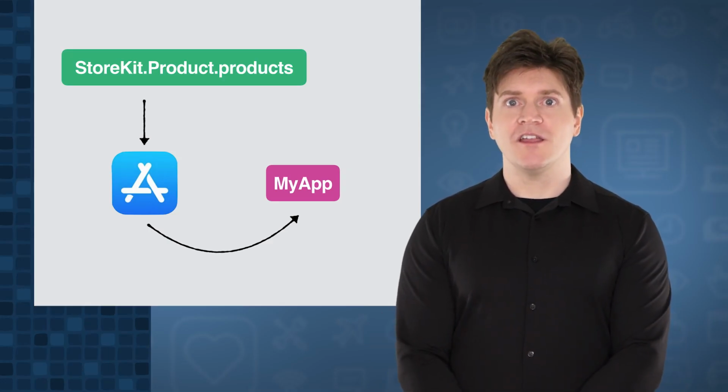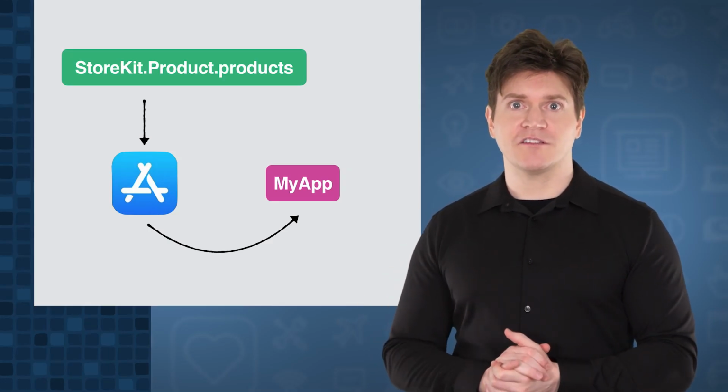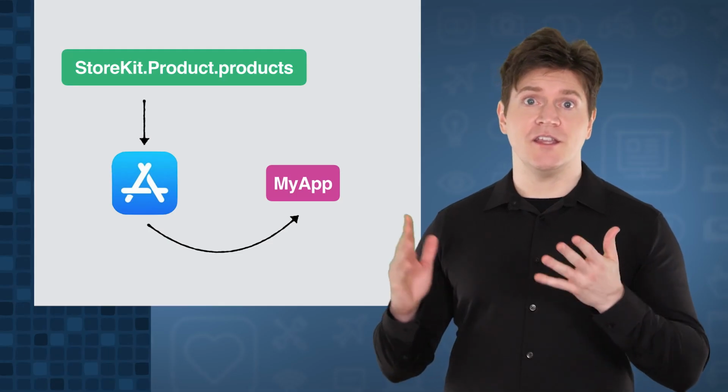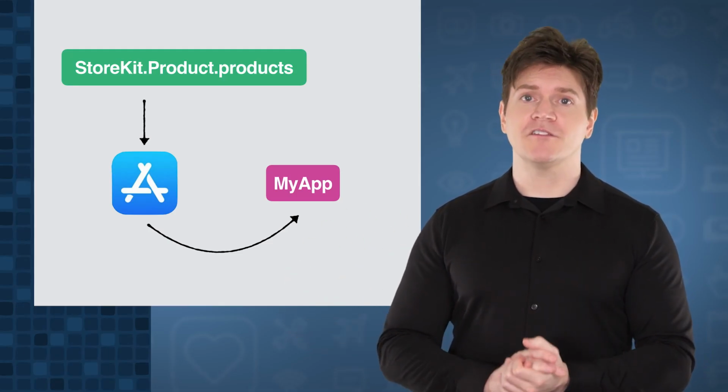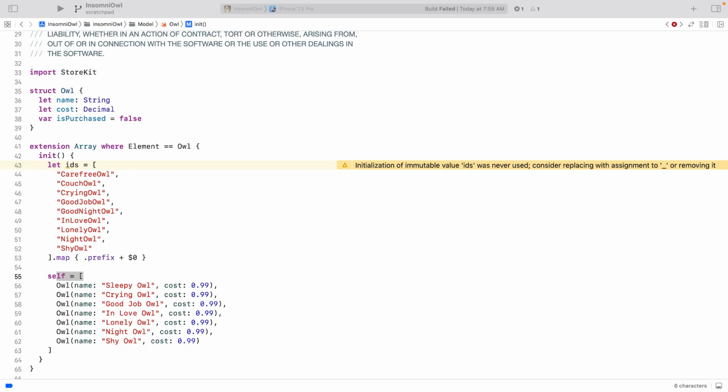Once you make a request, you'll later get back an array of products. A StoreKit product represents an individual purchase. It will contain a bunch of useful information, so let's go retrieve some of it. Open the OWL file. The first thing we're going to do is change it to mostly be a wrapper around a StoreKit product, which is where all the important data will actually be found.